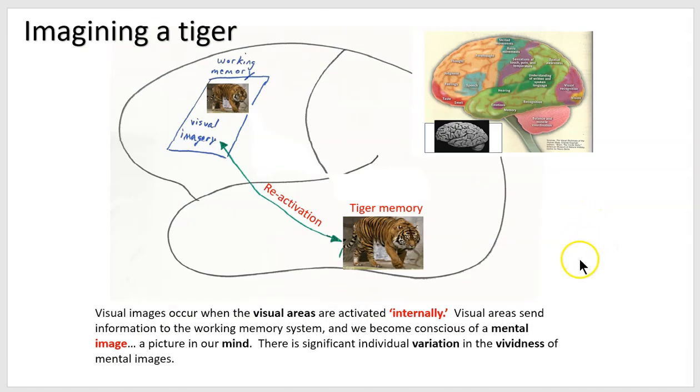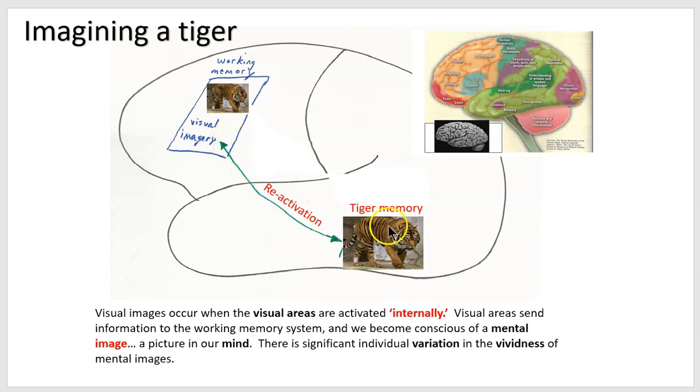Now let's expand our view and see if we can see how the working memory system is involved in other kinds of mental tasks. Suppose somebody says, hey, imagine a tiger. Now, what is it to imagine a tiger? Well, a lot of people report they will generate a visual image of a tiger. So visual images of a tiger are produced when we activate our tiger memory in our visual system here, and then that activity is sent up to the working memory system.